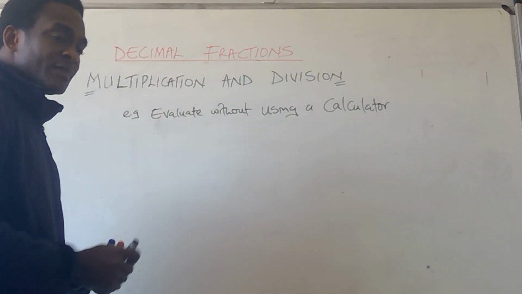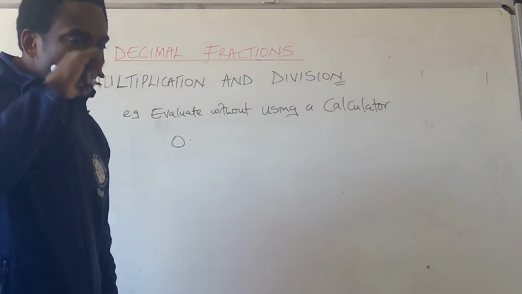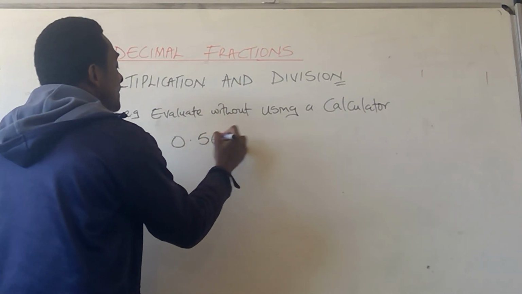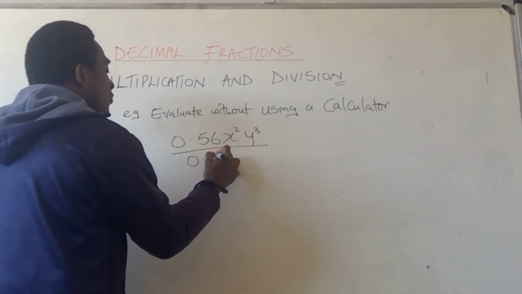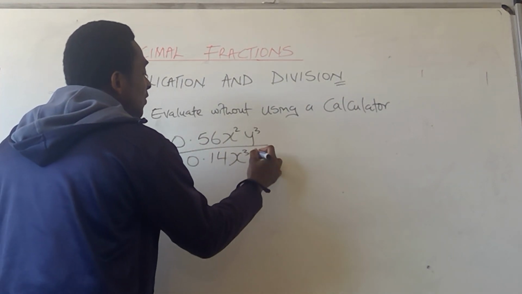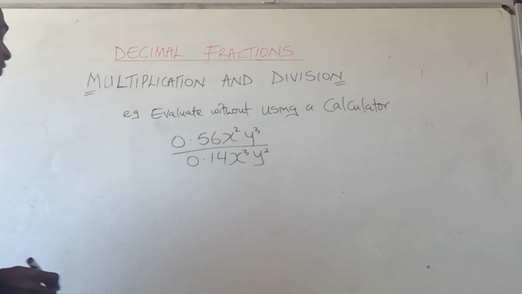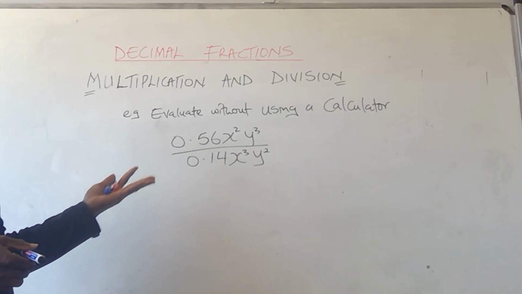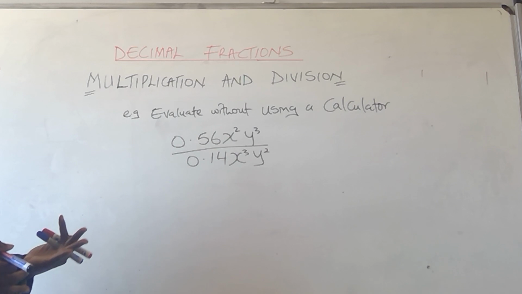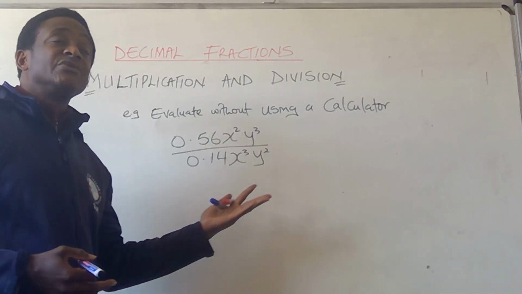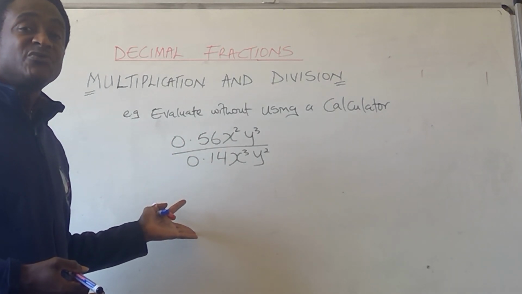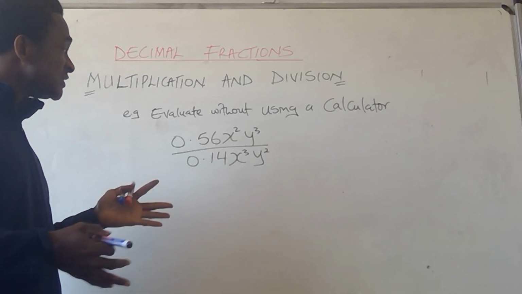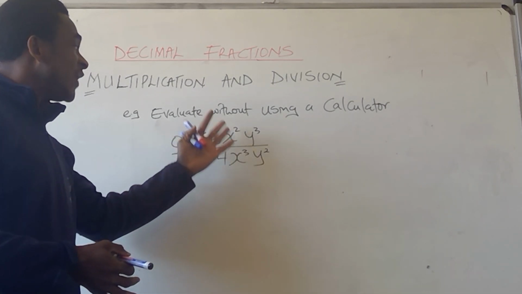So let's take this one. It says 0.56 x squared y cubed divided by 0.14 x cubed y to the power of 2. If we have this example, it doesn't matter if we have multiple variables or not. The laws of exponents is what we use to resolve the variables, and we use our rule for division of decimal fractions to resolve the numbers. So the same approach will deal with number to number, variable to variable.